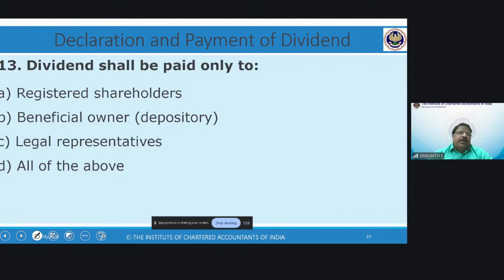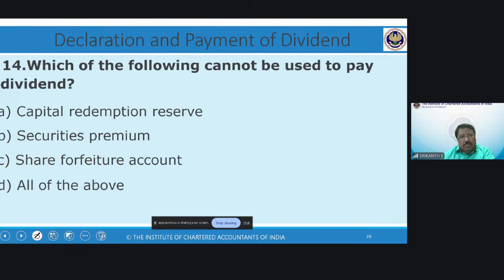Dividend shall be paid only to registered shareholders, beneficial owner or depository, legal representatives, all of the above. All three are eligible. Registered shareholder, beneficial owner, example depository, okay, and legal representatives, right? Which of the following cannot be used to pay dividend? Yeah, you know that. All of the above.